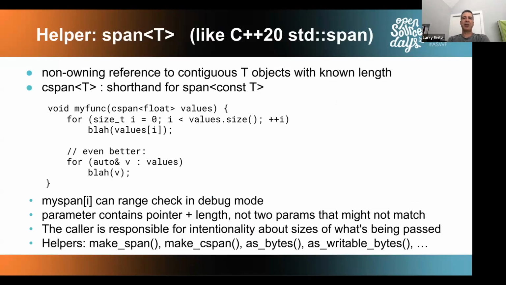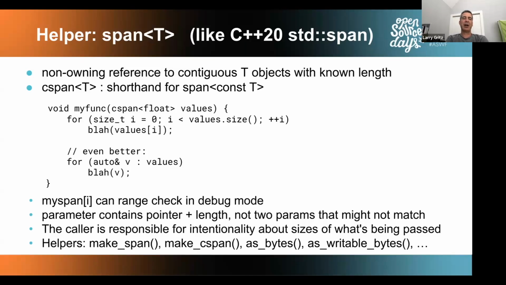So C++20 introduced something called std::span. We have our own version of it that we use, partly because we don't require C++20 yet. We're still C++17 minimum. So we wanted to bring that to you sooner, but also to insulate us from any compiler-specific implementation oddities. But the idea of a span is a non-owning reference to a contiguous series of objects with known length. So think of it as like a reference to an array, but it's non-owning.